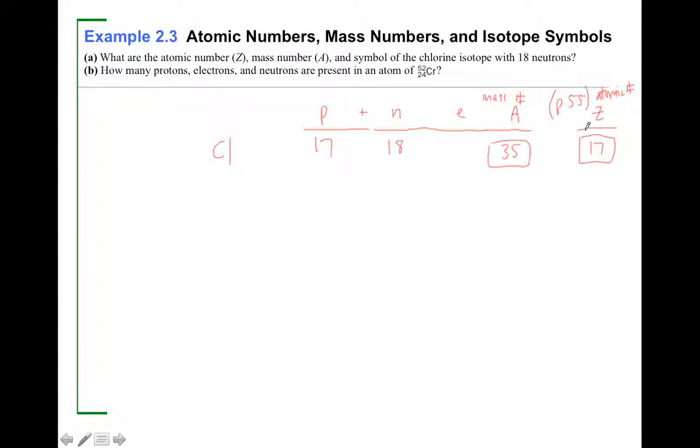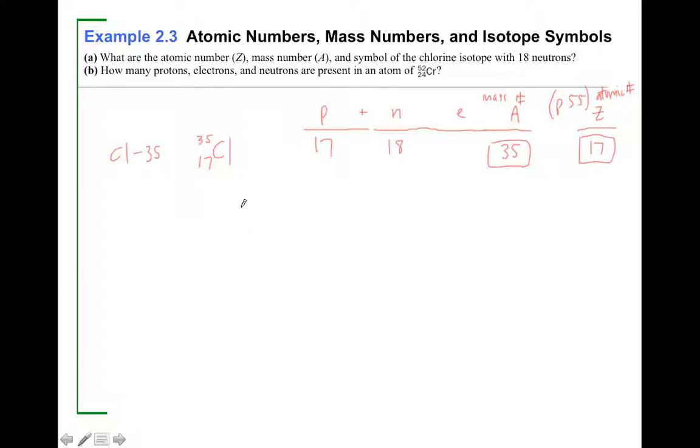All right, so there's my answer 1, A, 35. Answer 2, 17. And the symbol of the chlorine isotope. So the symbol is going to start with Cl, and then we're going to put the mass number up here, 35. And that's enough. Your textbook may put a 17 down there, but again, that 17 and the Cl are redundant. And there's another possibility too, and that's Cl-35. So there's the answer for part A.